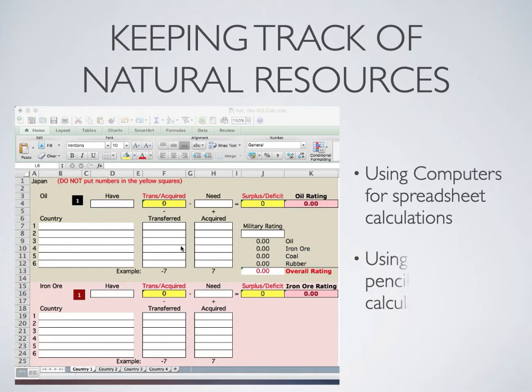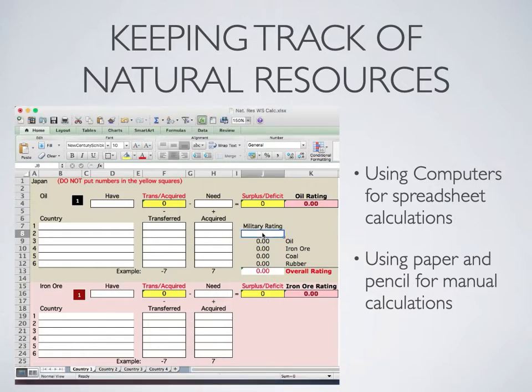All right, let's take a look at the Natural Resources Worksheet Calculator. This is kind of a way for students to keep track of the resources that they have acquired and that they have transferred to other countries. We're going to say that we're Japan, and we're going to use a fictitious military rating of 1. And we're going to say that Japan has taken over the Dutch East Indies.